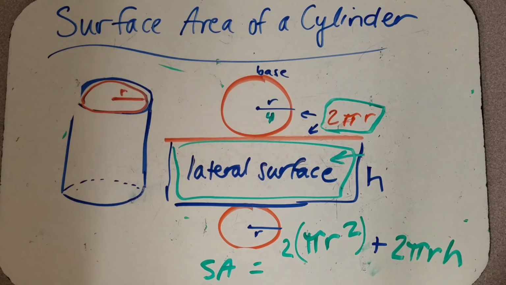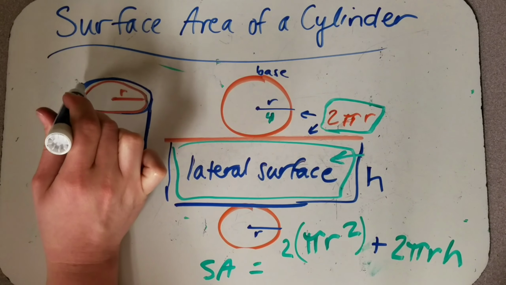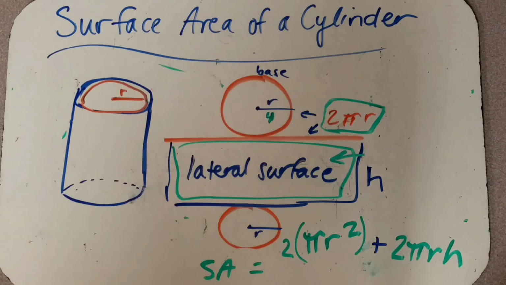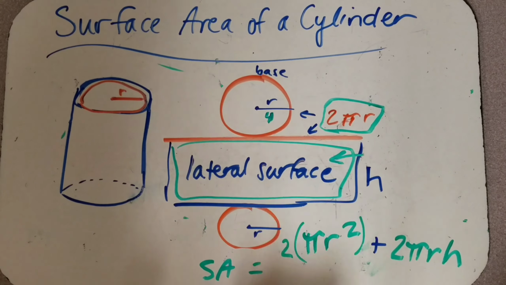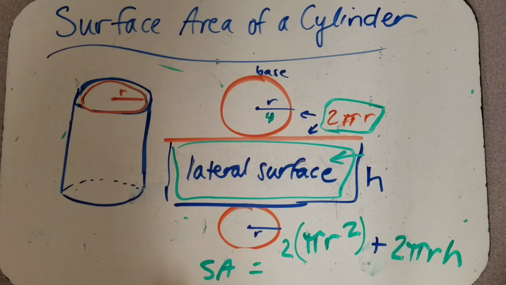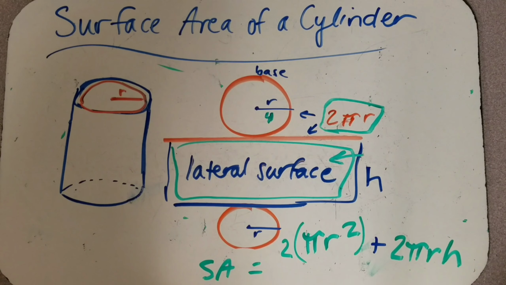So, I already drew a cylinder on here. Pretend it's like a soup can or something, a pop can, whatever. And I also drew the net of what that would look like. And it looks kind of confusing right now, but I'll explain it, okay?